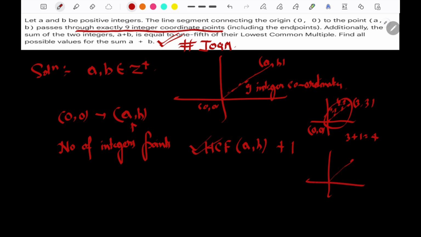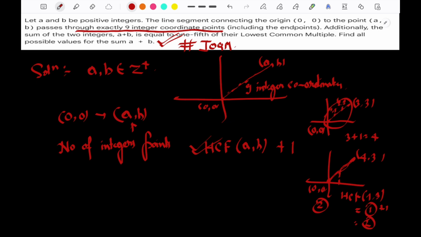We can check the value again. This is a very important conclusion. Suppose we are going from 0 comma 0 to 4 comma 3. How many integral points will it pass through? It will pass through 2 integral points only. How do we find out? We use the slope technique. Because HCF of 4 comma 3 will be equal to 1, so 1 plus 1, total 2 integral points. 2 integral points means 0 comma 0 and 4 comma 3. It means no other integral point passes through in between.